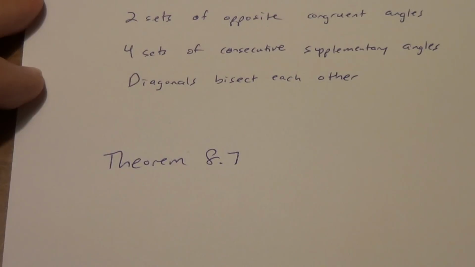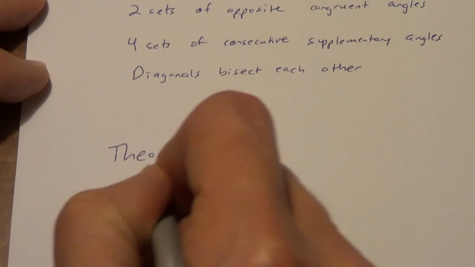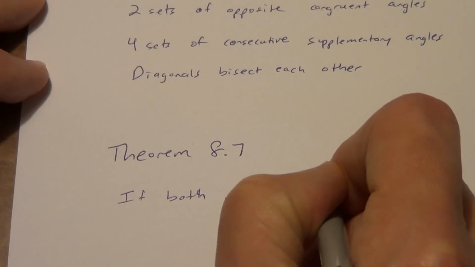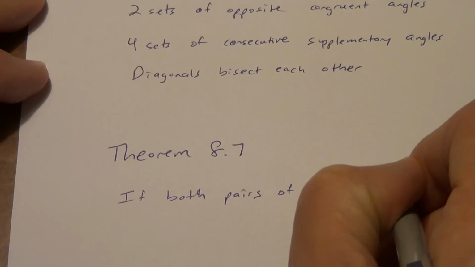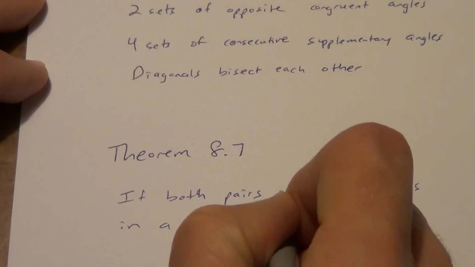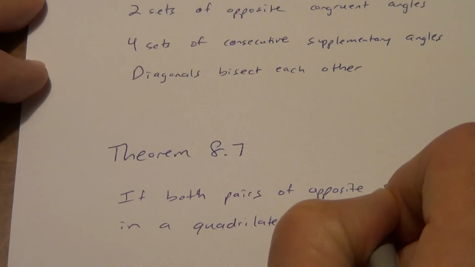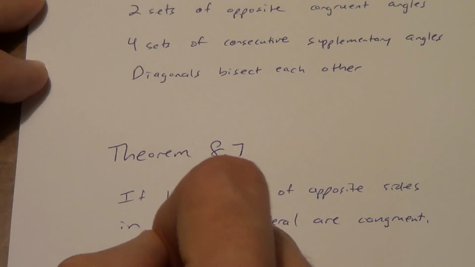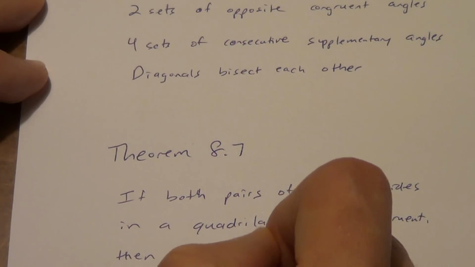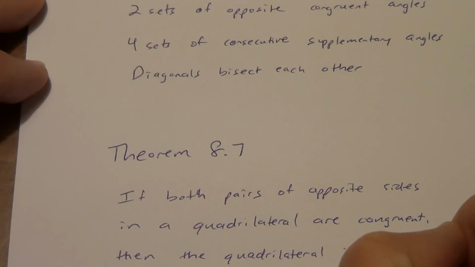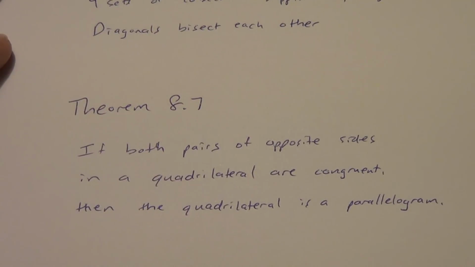says if both pairs, okay, of opposite sides in a quadrilateral are congruent, then, I could spell congruent, it would help, then the quadrilateral is a parallelogram. Okay, so remember the if part of a theorem is our given. All right, the then part is what we're trying to prove.